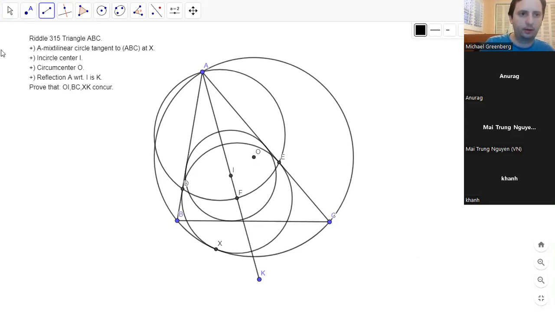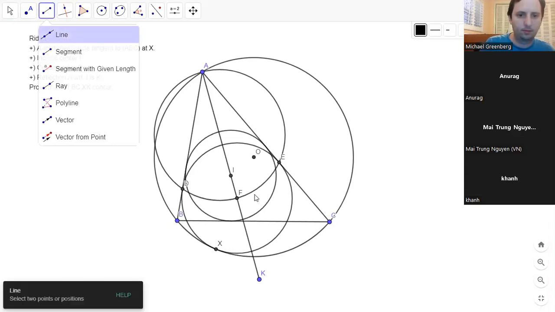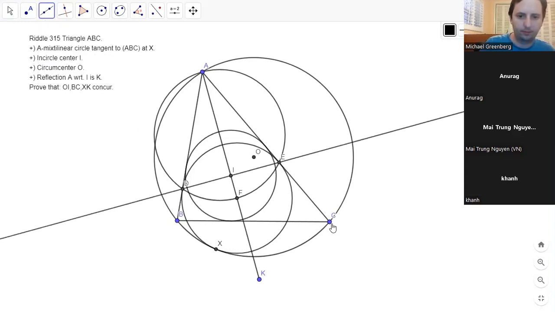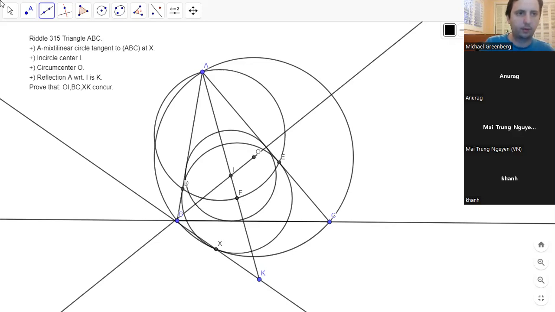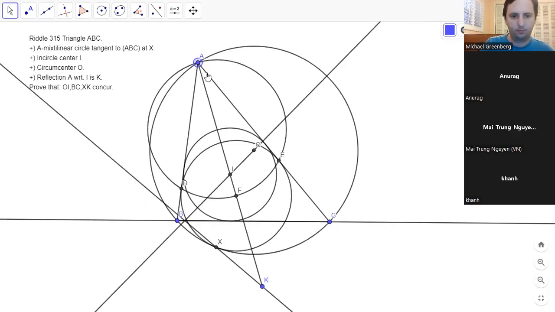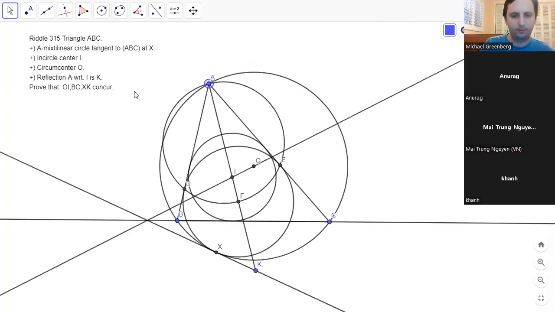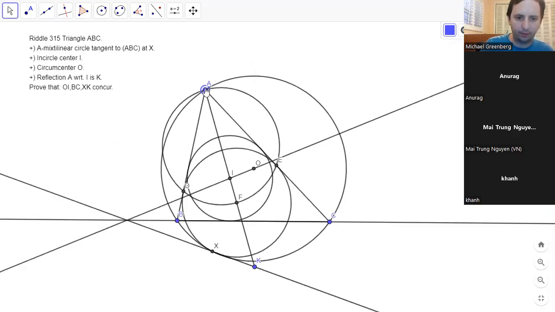So we want to show that these three concur. Wait, that doesn't look like OI. Oh, OI. Sorry, not DE. Let's make it a little bit farther away. Or I think that's good. It almost looks symmetric. Like, are these angles equal right here? Let's see. Yeah, it looks like they're equal angles, right?